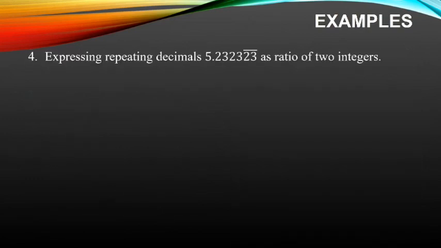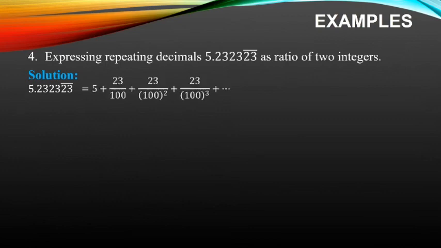Expressing repeating decimals, 5.2323 and so on, as a ratio of 2 integers. So we can use the convergence of infinite geometric series for this. So as a solution, we have the given decimal. This is actually the sum of the 2 digits over its place values. We can show that 0.23 is equal to 23 over 100 plus 0.0023 is equal to 23 over 10,000, since it is in the 10,000s place, and so forth.